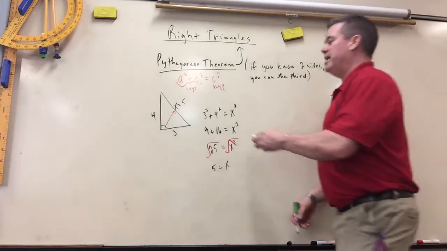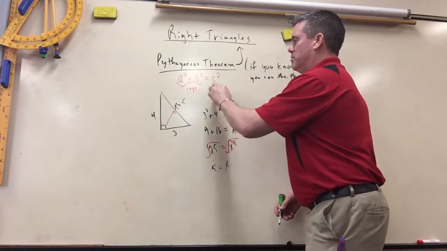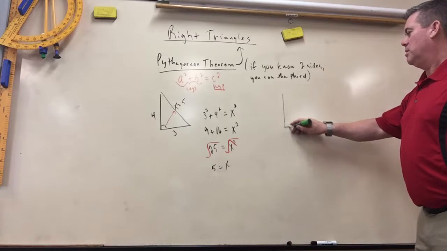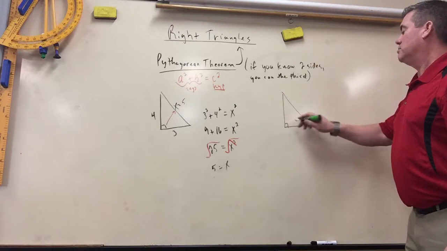So here's one where the hypotenuse was missing. You might have the triangles where a leg is missing.